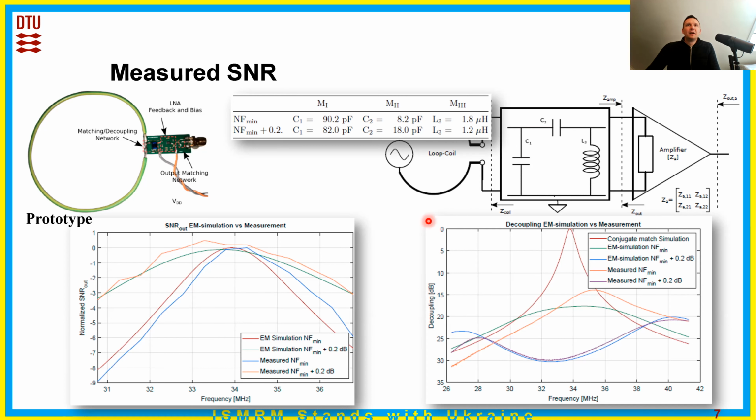On this slide, you can see the photograph of the fabricated coil, the table with the values of the components when matched to minimum noise figure and 0.2 dB above that value, as well as simulated versus measured coil performance. It's quite difficult to catch this 0.2 dB difference in measurements. And in addition to measurement uncertainties, the loss in the implemented inductor, L3, is considerable, which is the reason why the SNR bandwidth is actually lower than in the ideal case.